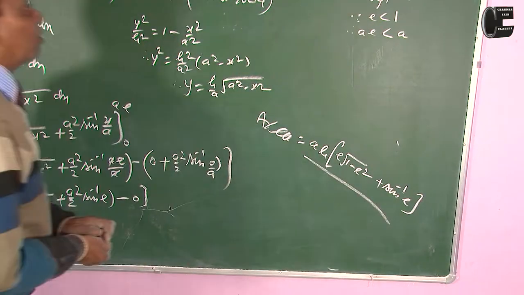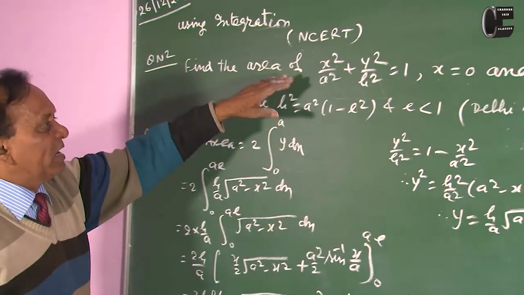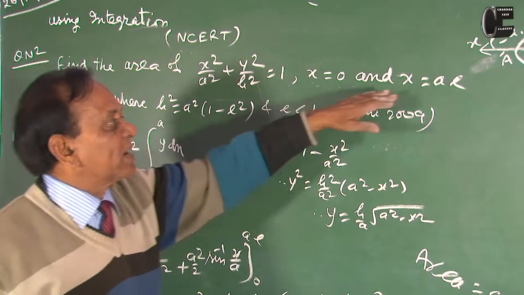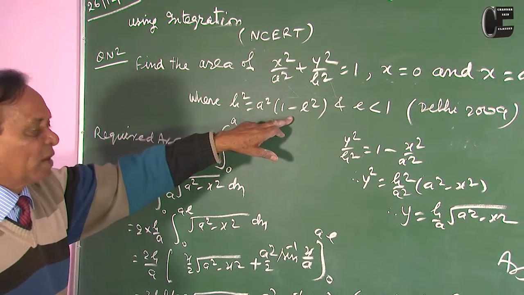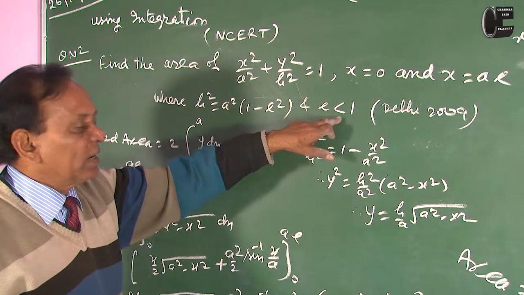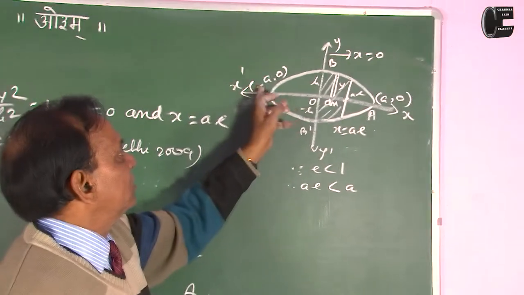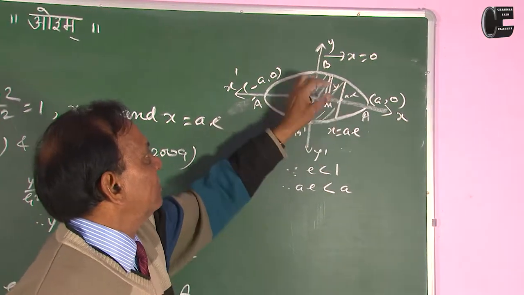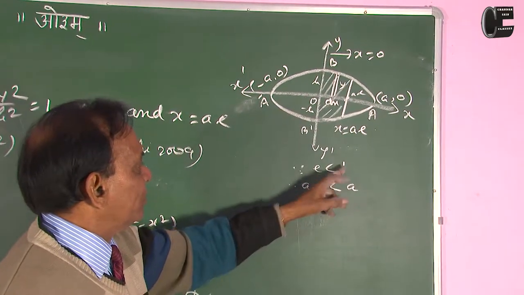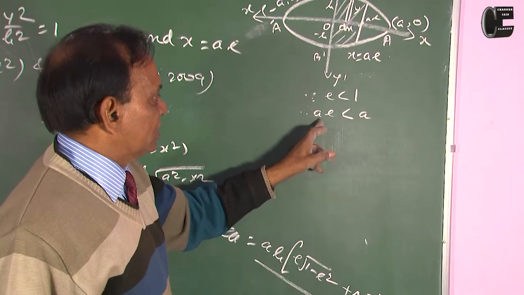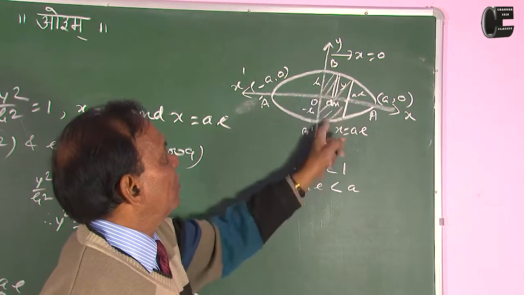This is your answer. Now I am repeating again. This is your question. Find the area of the ellipse between x equal to 0 and x equal to AE, where we are given that b square equal to a square, 1 minus e square, and e is less than 1. This is your figure. This is A. This is my ellipse. Semi-major axis A. This is B, the semi-minor axis. As we are given that E is less than 1, multiply by A on both sides, A is positive, therefore AE will be less than A. That is this area. We have to find this area.